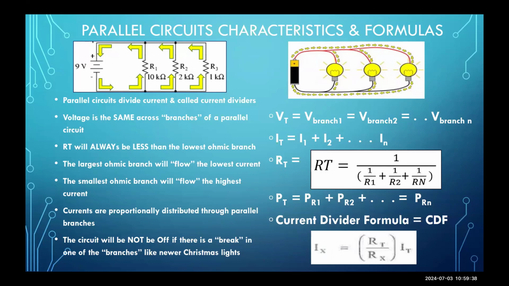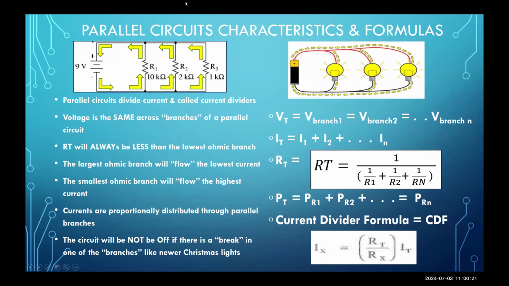The total resistance of these 3 in parallel is not the sum of 10K, 2K, and 1K, giving you 11K. 11K is not the R total for this circuit. If I had these three resistors in series, then yes. Oh, sorry, 10 plus 2 plus 1 is 13K. So if I had these three resistors in series, then the total resistance in series would be 13K. But in parallel, the R total will be less than the lowest ohmic branch, which is the 1K ohm. And I'll show you how to calculate that in a moment with the formula, to prove it to yourself.